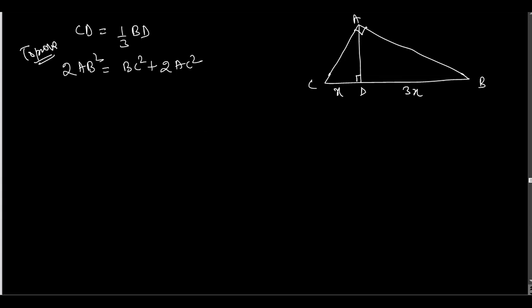Now we need to prove this one. So how can we prove this one? First of all, we need the AB. How can we get AB square? So we have the two triangles. One is this one. If we use the Pythagoras theorem in this triangle, and if we use the Pythagoras theorem in the bigger triangle, we can get the AB square.